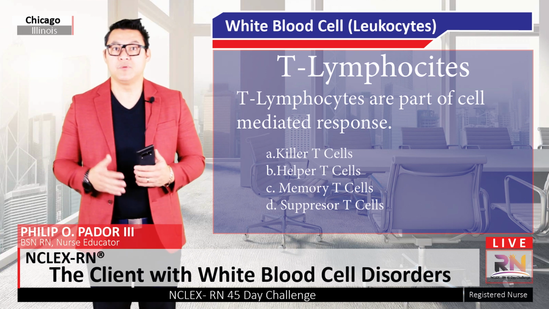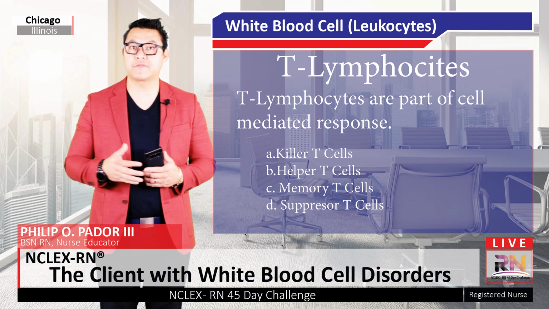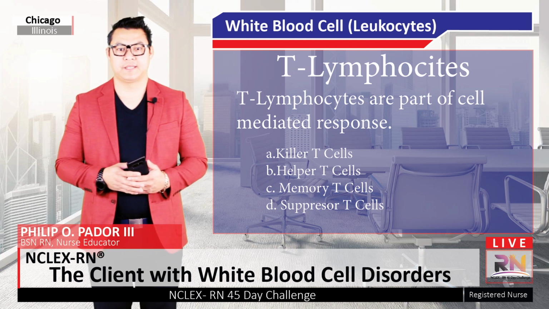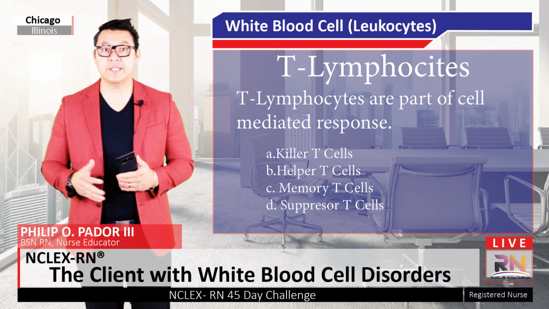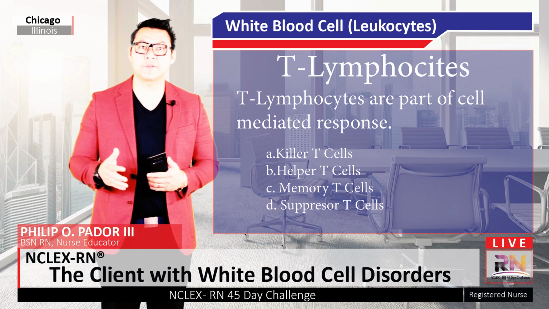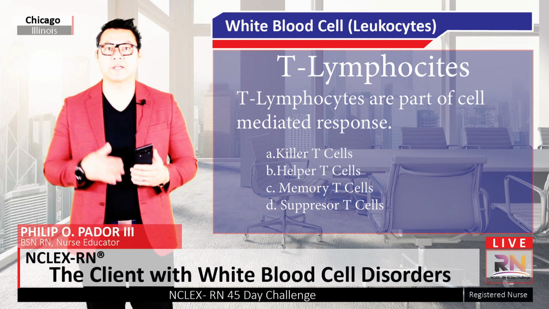And finally, we have the suppressor T cells. And these suppressor cells are responsible for suppressing and regulating our immune system. And we'll discuss how this actually takes place in the next several lessons. So this is a brief introduction to the different types of white blood cells found inside our immune system.